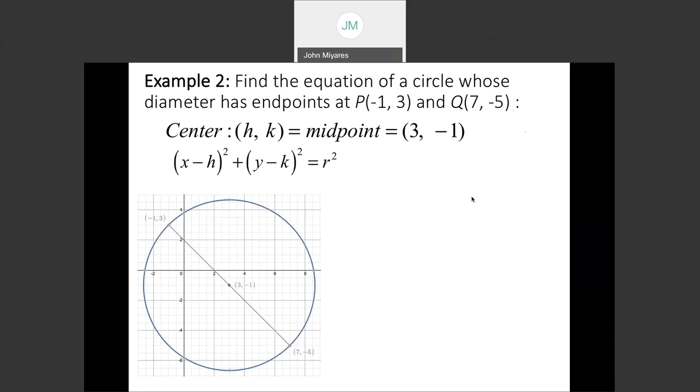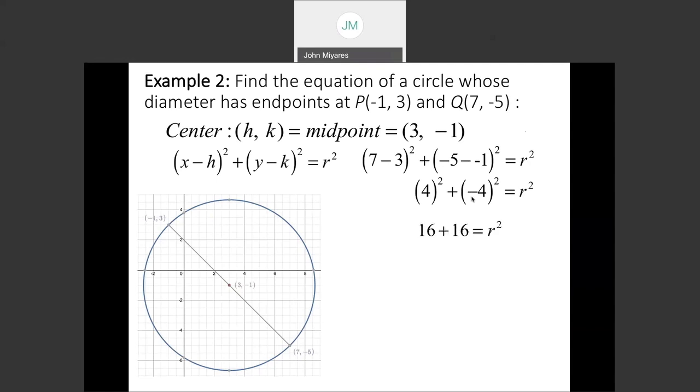The golden rule of graphing says that every point on the graph is a solution to the equation. So I'm going to plug in x equals 7 and y equals -5 into the standard form of the equation, along with h equals 3 and k equals -1, and use that to solve for the r squared value. Here we see 7 minus 3 is 4, squared is 16, and -5 minus -1 is -4, squared is 16 again. Adding these together gives us 32. So r squared is 32.